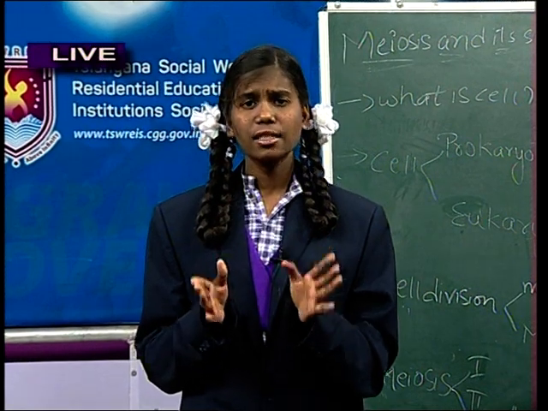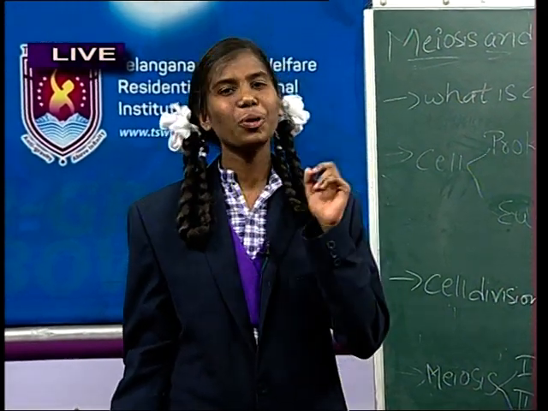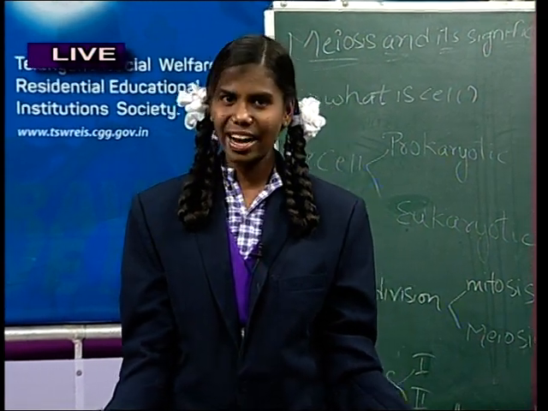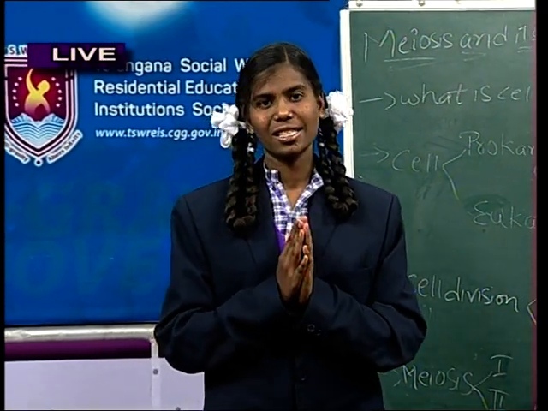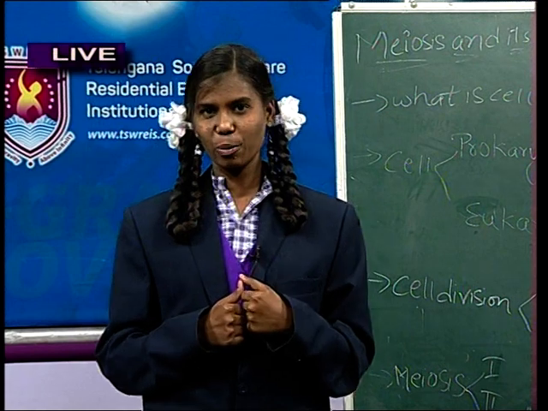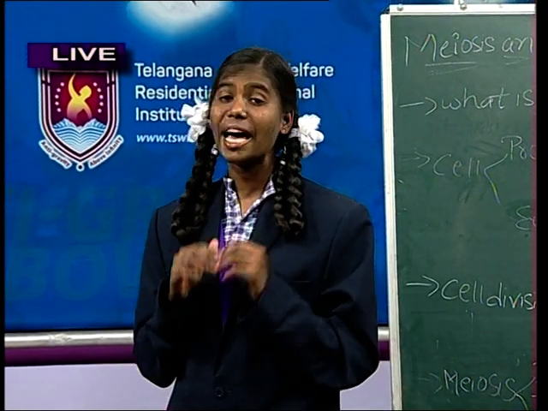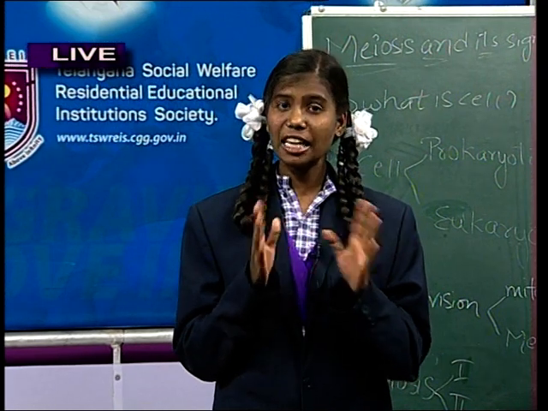This interphase follows meiosis 1 and meiosis 2. Friends, meiosis involves two sequential cycles of nuclear and cell division, called meiosis 1 and meiosis 2. Another thing, meiosis involves pairing of homologous chromosomes, and recombination between them. It is a key feature.